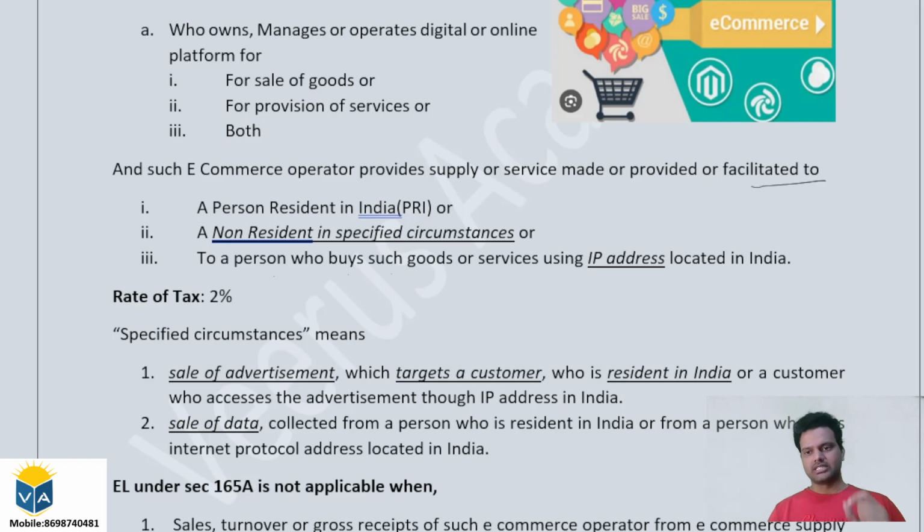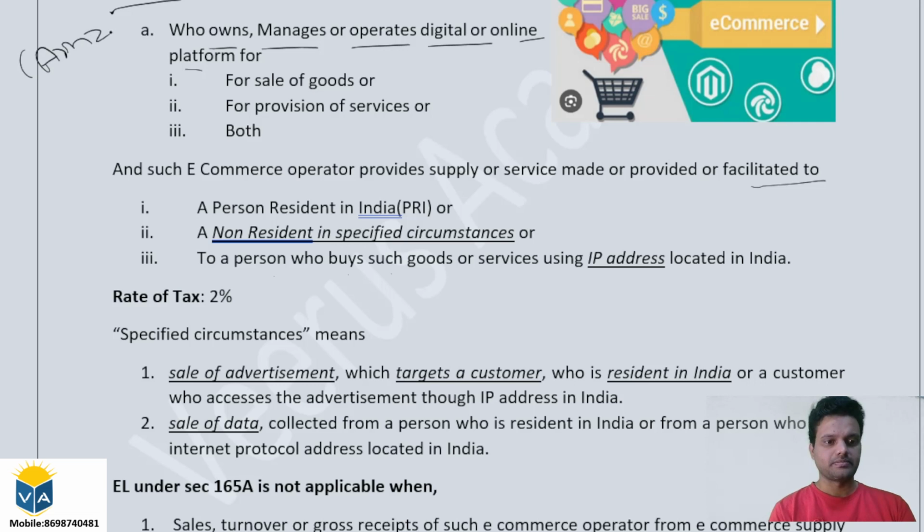So according to this section, if any e-commerce operator situated outside India is providing goods or services to Indians, then the same is taxable. Okay, so we will see what exactly the section is. Chargeability. An e-commerce operator being a non-resident who owns, manages, operates digital or online platform. A digital or online platform is like a website. You can just take an example of Amazon.com here. Amazon.com, not .in. .in is for India. .com is a US company.